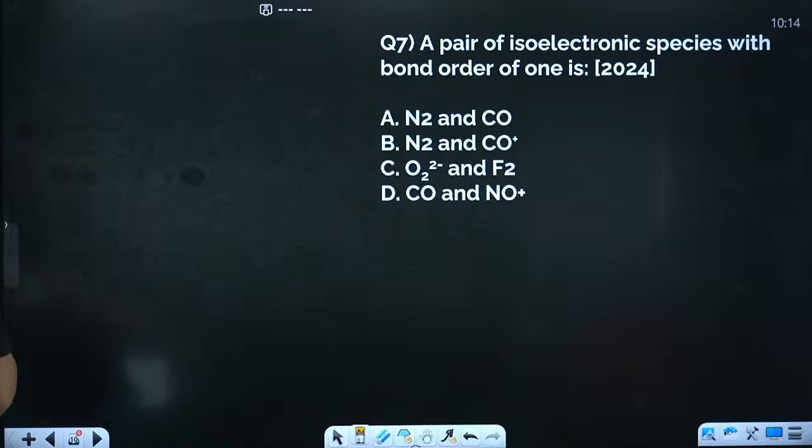A pair of, again same question, having bond order of 1. In this case the bond order is not 3, the bond order is 1. So which has 1 bond order? How many electrons will have 1 bond order?